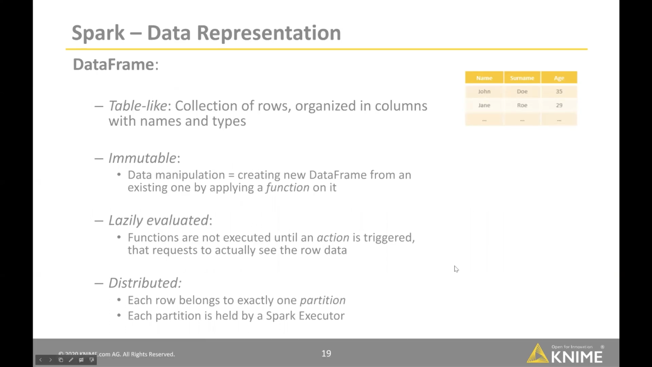All right, the underlying data representation for Spark is data frames. Data frames are table-like structures. A data frame is a collection of rows, and it has columns, and the columns have types. So that's relatively well known. Data frames are also immutable, which means that you cannot change what is inside a data frame. The only thing you can do is apply a transformation on it that creates a new data frame, which then has different data inside of it.